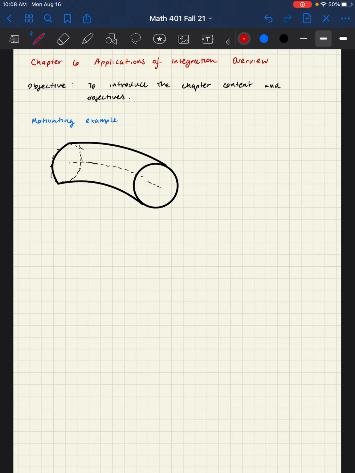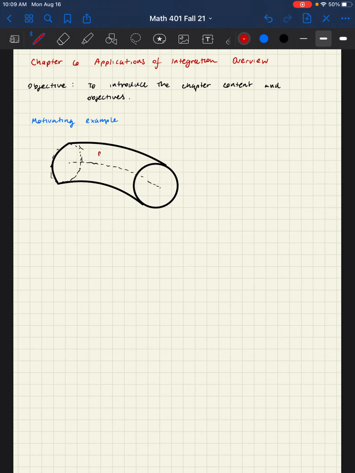Chapter 6 is not a very long chapter, and it builds on Chapter 5 in that we are still talking about integration. So we're going to be doing quite a bit with integrals. Here we're going to talk about some preliminary applications of what an integral does. To help motivate that, I have here a diagram, a sketch of a cross-section of a blood vessel.